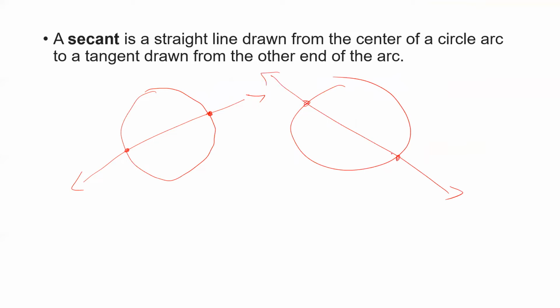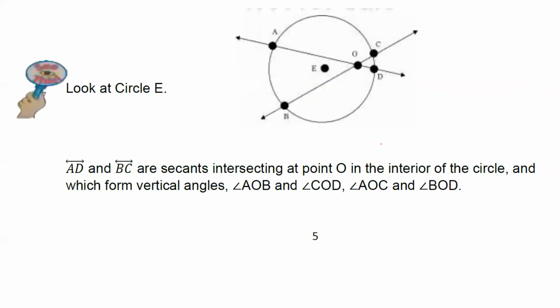It intersects the circle at 2 points. Okay, look at circle E. Line AD and line BC are secants. Tama. It intersects the circle at 2 points.